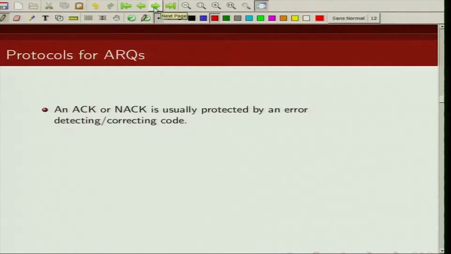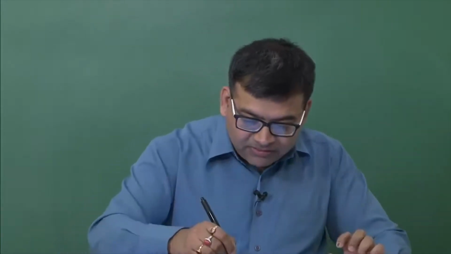Now, when we are sending this acknowledgement and negative acknowledgement from the receiver to the transmitter through the feedback channel, we assume that these have been protected using some error correcting and error detecting code. So, in all the analysis we will assume that there is no error in sending these acknowledgement and negative acknowledgement signals from the receiver to the transmitter.